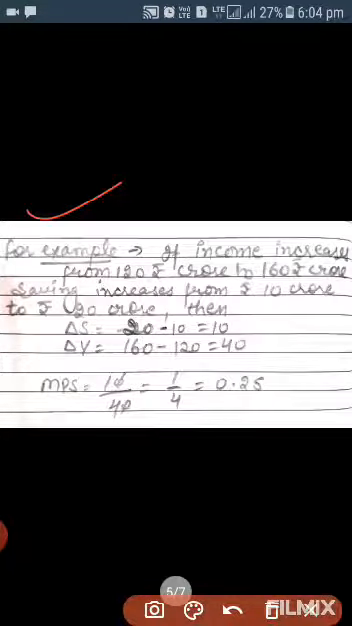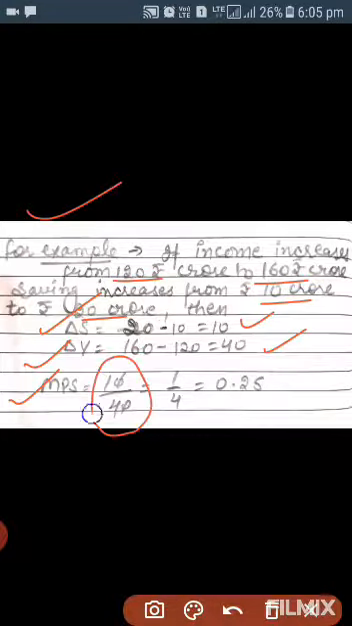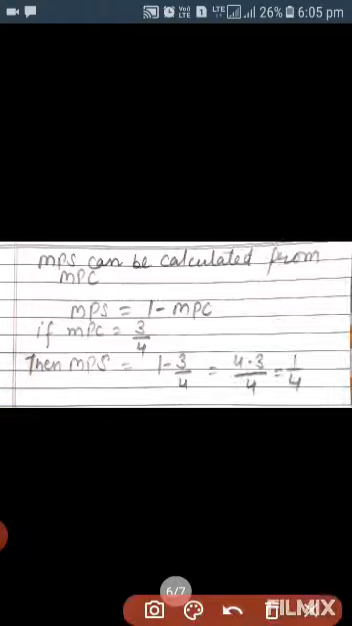And we can also understand it with the help of an example. If income increases from 120 crore to 160 crore and saving from 10 crore to 20 crore, then we have to find the change in saving and change in income. Change in saving would be 20 minus 10, that is 10, and the change in income would be 160 minus 120, that would be 40. And for the formula of MPS, we will find change in saving divided by change in income, that is 10 by 40, it is 1 by 4, means 0.25. That is the value of marginal propensity to save.